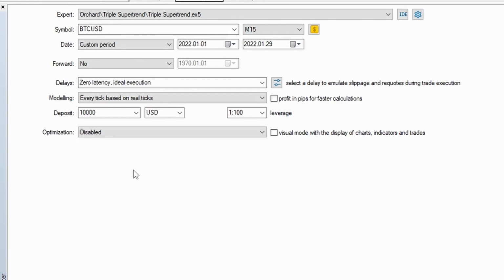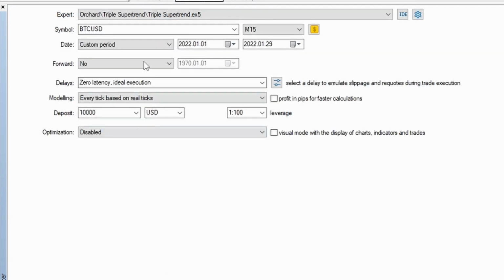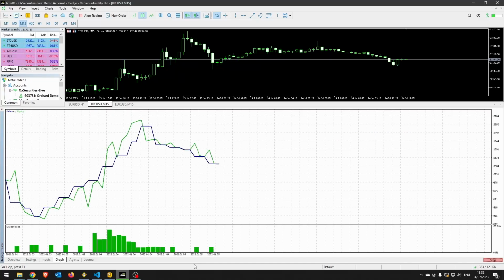Now I'm set up for the detailed test of the standard triple Supertrend. I go to my inputs, the strategy option standard, trade volume 1 lot. Bitcoin, 15-minute chart from the 1st of January 22 to the 29th of January 22. So let's run that and see how it looks on the chart.